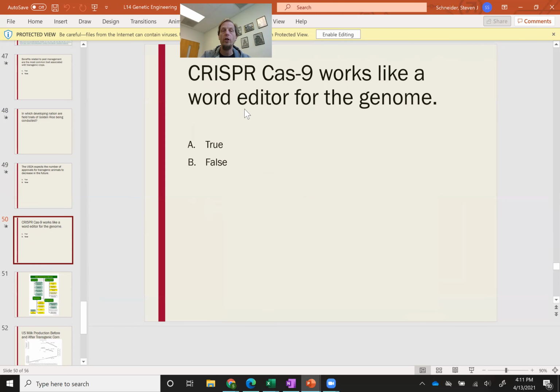CRISPR-Cas9 works like a word editor for the genome. Hopefully I was clear on that in the lecture, but the miracle and the beauty of CRISPR is it's very precise and you go right to where you need to edit. That should be a hint on this one.